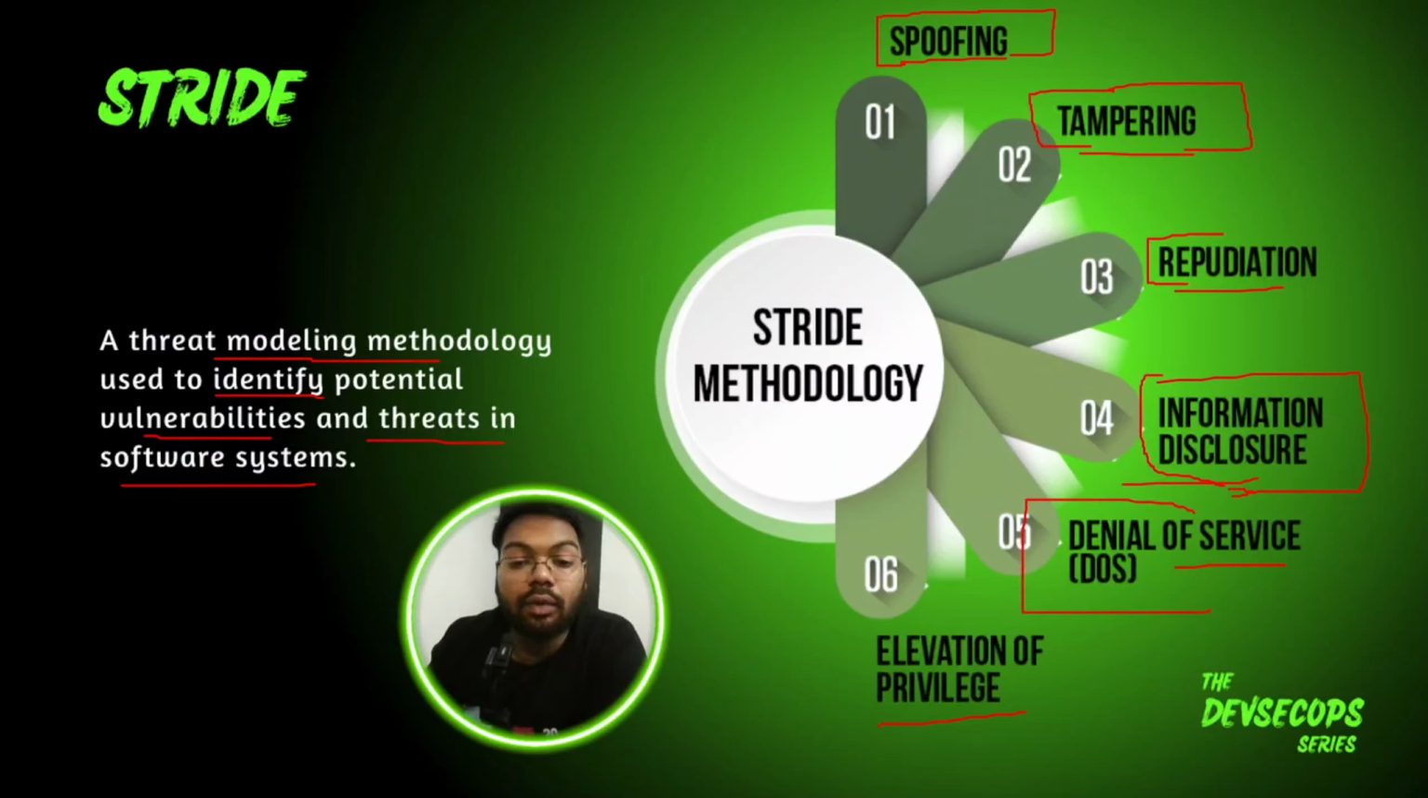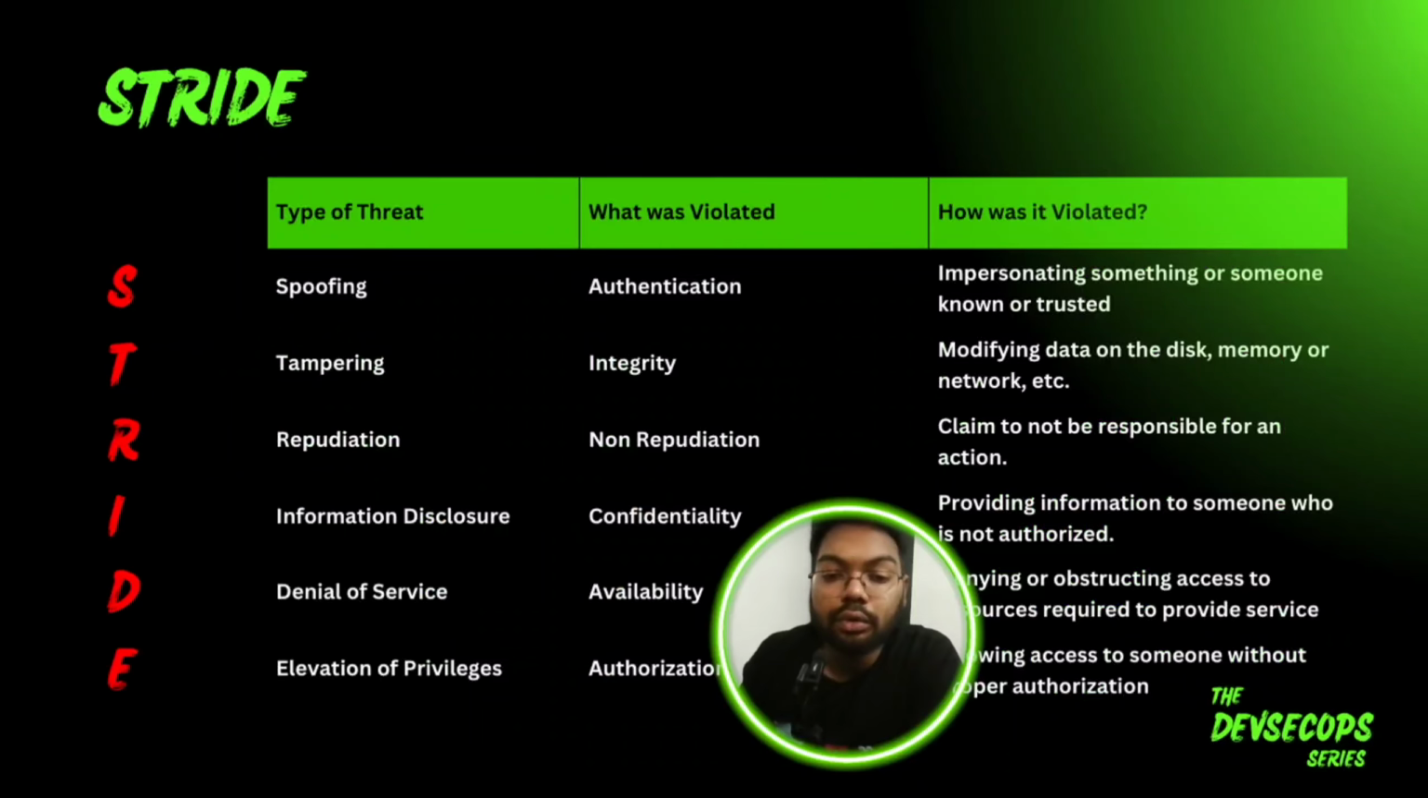Or if there is a network, if someone can create a denial of service attack, or elevation of privilege could be done for any user. So these are the things you need to look for. So in STRIDE, what are the different types of threats, as I mentioned earlier as well? What does it violate, what was violated and how was it violated? That is one example that we give for each segment.